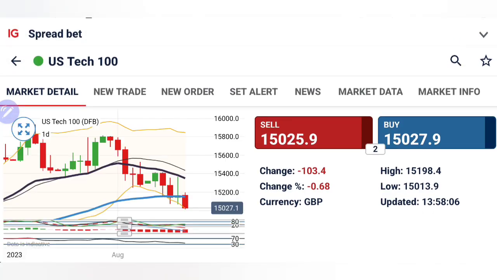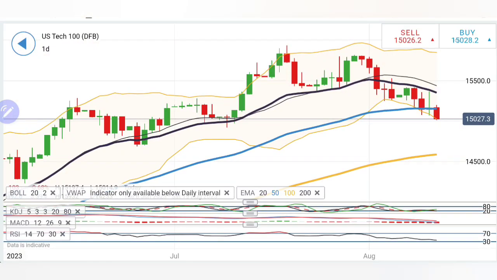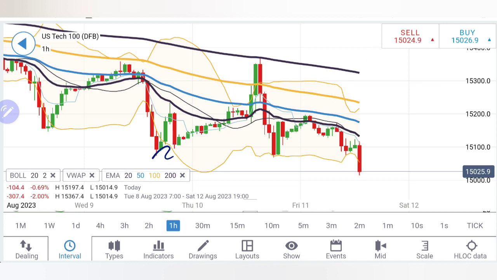Let's start. First, we look into Tech 100, followed by Dow Jones. Do watch till the end. Now, see, Tech 100 this time has breached the support levels here, the retracement here, and after the retracement it is since then trading in this bearish channel.